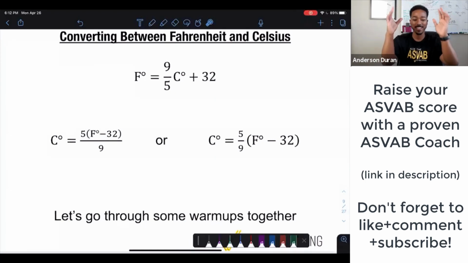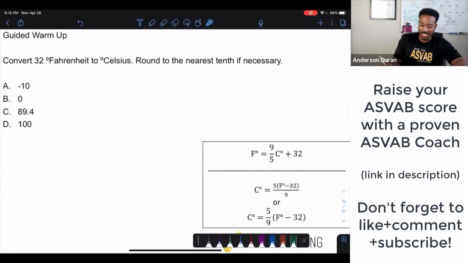Hopefully I give you guys enough time there. If you haven't had enough time to write this down, go ahead, screenshot this and you're good. So with that, let's go ahead and get started here. Let's start. We're going to do this warm up here and understand that for every problem, I'm going to go ahead and include the formula right there.